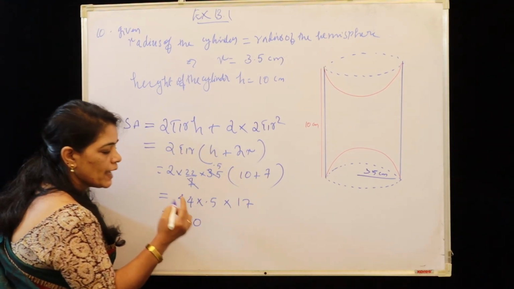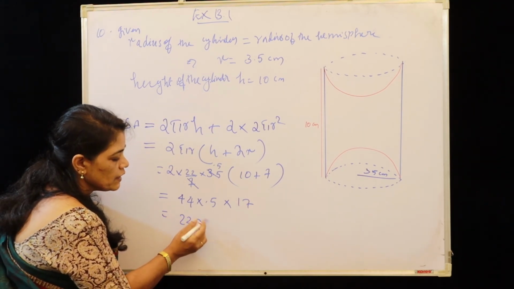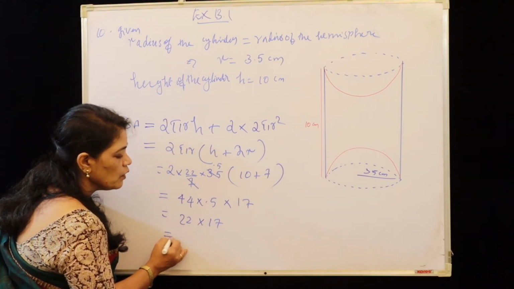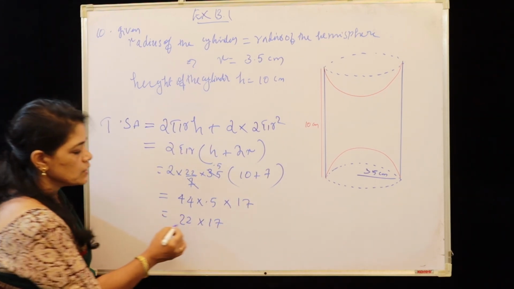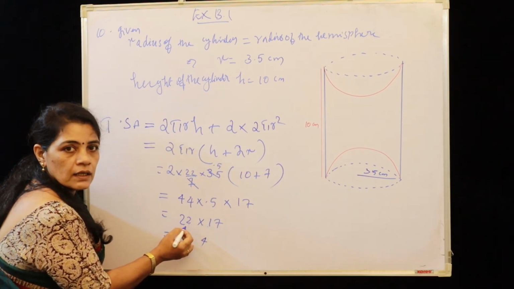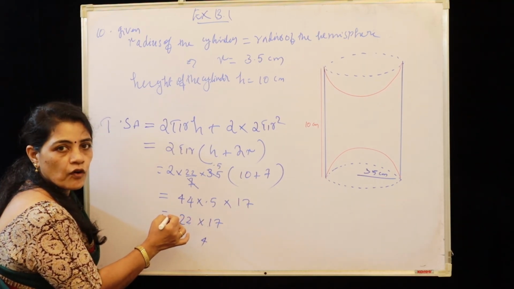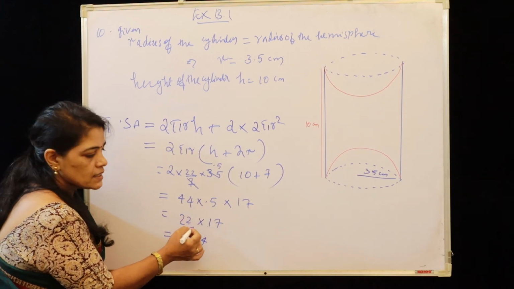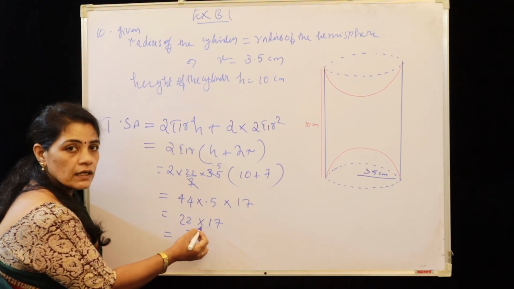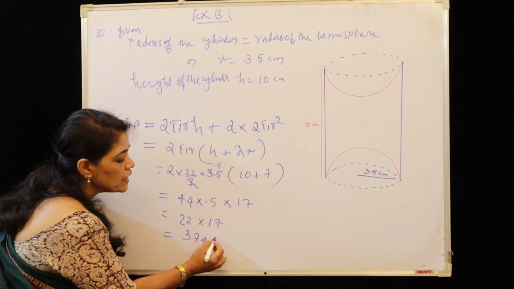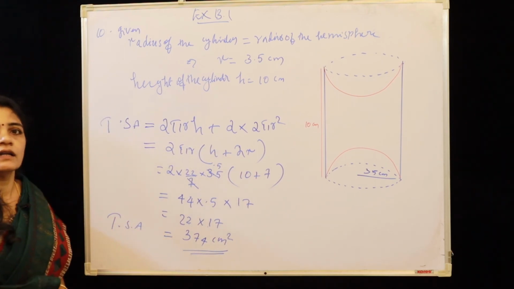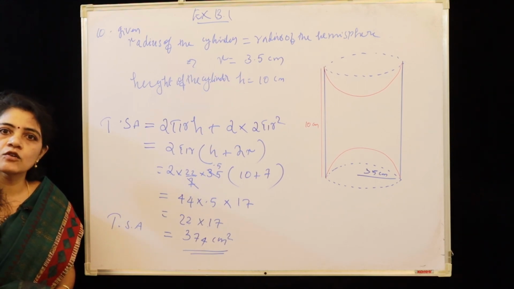That is 22, then 1 decimal, that is 22 into 17. 22 into 17: 2 into 7, 14, 1 carry. Then 2 into 1, 2, and 7 into 2, 14, 14 plus 2, 16, plus 1, 17, 1 carry, that is 3. 374 centimeter square is the TSA of the wooden article. Hope it is clear. This is quite a simple problem.